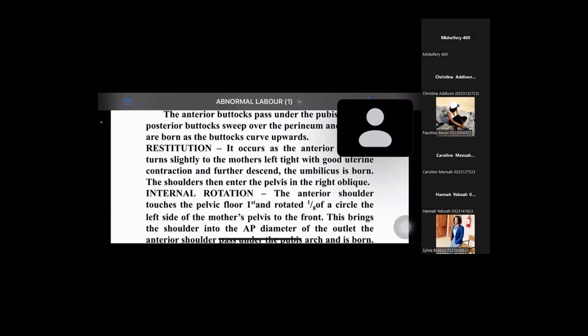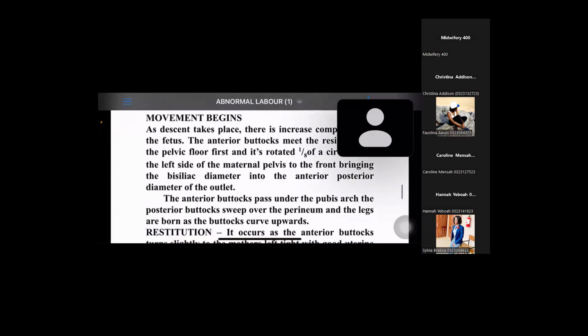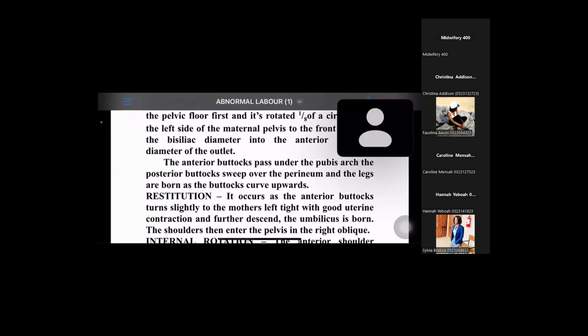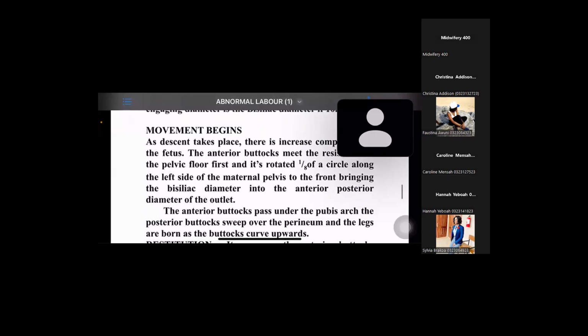So with the mechanism of the left sacroanterior, the first one is the compaction. The second one is the rotation of the buttocks.